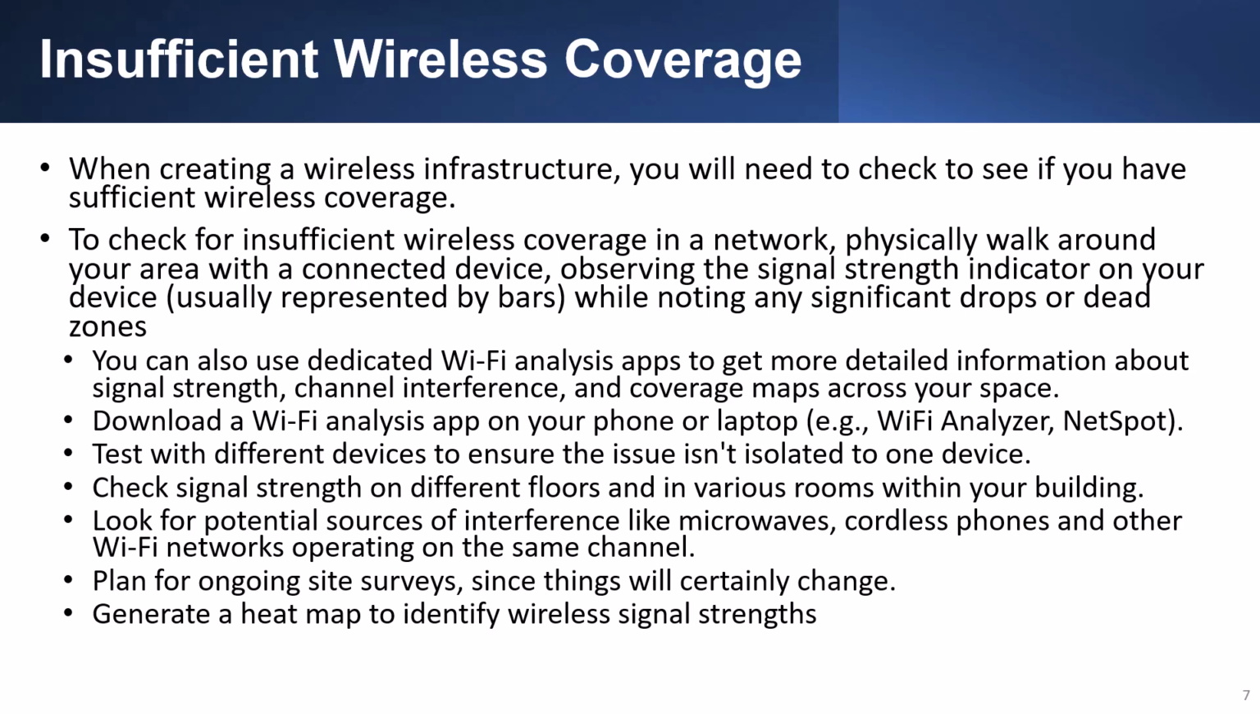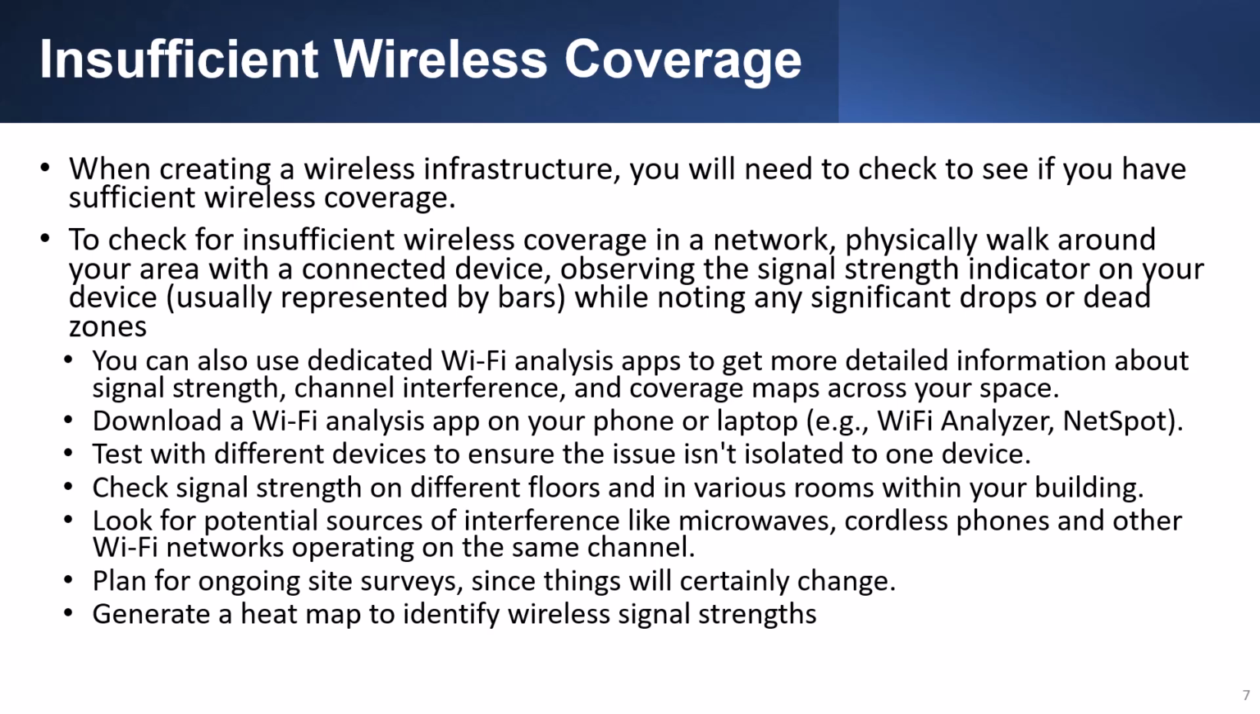Download a Wi-Fi analysis app on your phone or laptop, such as Wi-Fi Analyzer or NetSpot. Test with different devices to ensure the issue isn't isolated to one device. Check signal strength on different floors and in various rooms within your building. Look for potential sources of interference like microwaves, cordless phones, and other Wi-Fi networks operating on the same channel. Plan for ongoing site surveys since things will certainly change.